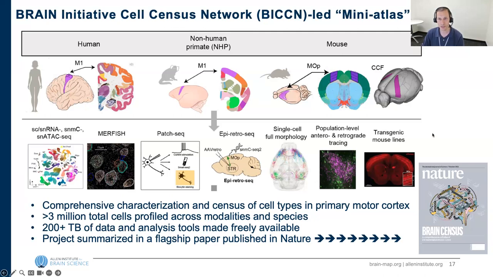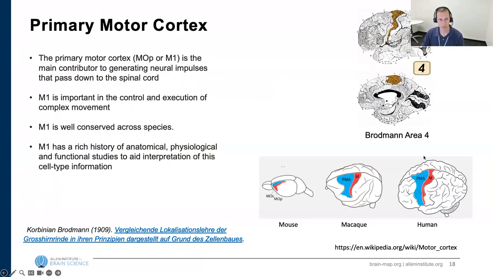So why primary motor cortex? The primary motor cortex, which in different species is abbreviated either MOP or M1, is the main contributor for generating the neural impulses that pass from the brain down through the spinal cord. It's an important brain area for control and execution of complex movements. It's well conserved across species, and there's been a lot of study of it. So there's been a lot of anatomical, physiological, and functional studies that can help interpret what we get from cell type information.